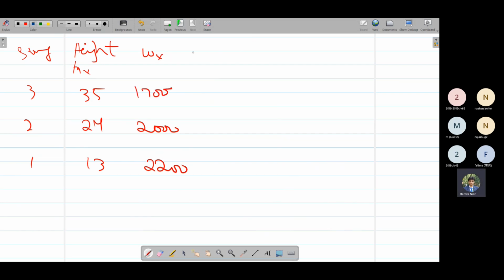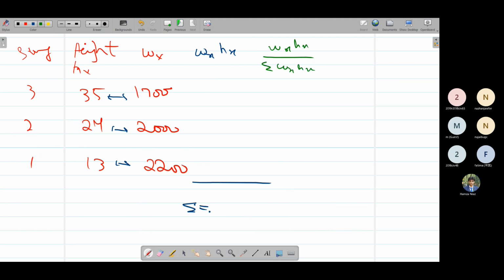After this, we have to calculate wx into hx. Simply multiply these two columns. We can calculate wx into hx, and we have to sum this wx into hx. The next column is wx hx over summation wx hx. So whatever the sum was, we have to divide each value by that sum.